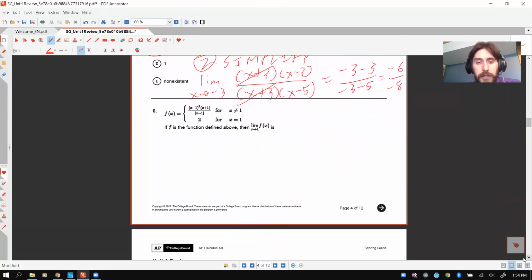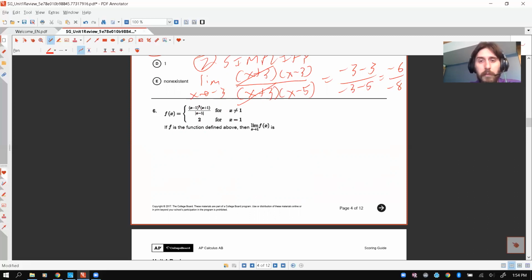Okay, number 6. The function is (x minus 1) squared over x plus 1, times x plus 1 over the absolute value of x minus 1, when x does not equal 1. And 2 is the function we will use when x is 1. So basically, we use this top function for every single value except 1. And at 1, we say f is 2 instead.